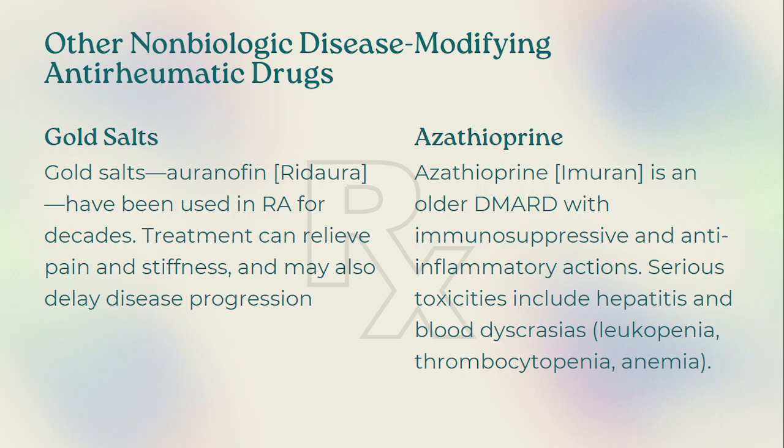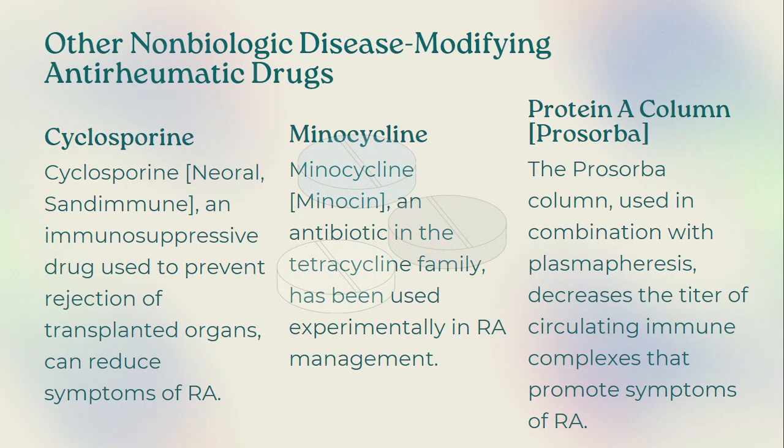And next is azathioprine. Azathioprine is an older DMARD with immunosuppressive and anti-inflammatory action. Serious toxicities include hepatitis and blood dyscrasias. The next is cyclosporine, under the brand names Neoral and Sandimmune, an immunosuppressive drug used to prevent rejection of transplanted organs, which can reduce symptoms of rheumatoid arthritis.